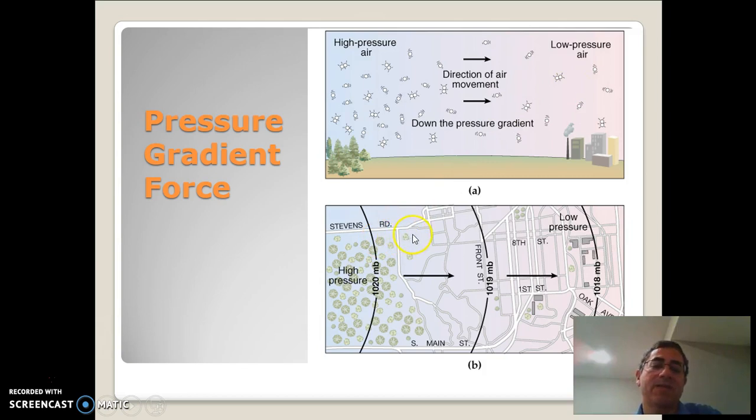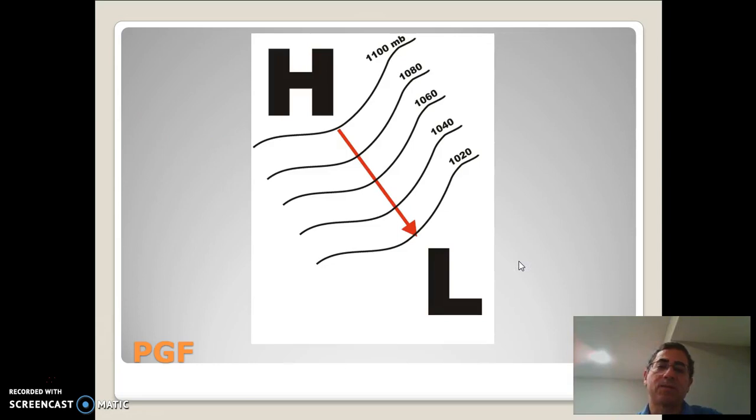If we look at the lower map, we see the isobars mapped, and here the contour interval is 1 millibar, so it's going from 1020, 1019, 1018, and again going from high to low pressure. But notice, and this is important, moving perpendicular to the isobars, so straight across the isobars, okay, so at a 90-degree angle to the isobars.